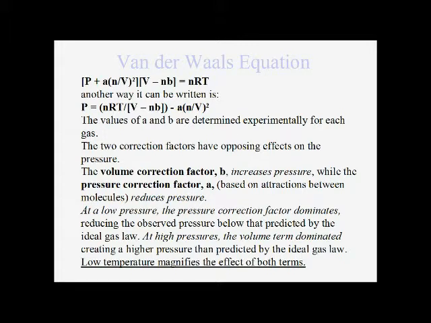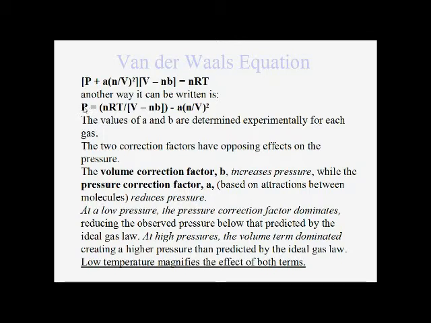So we have two ways that we write this equation. The first one up here is keeping the ideal gas law equation. So we've got pressure times volume equals nRT. The pressure comes with a corrective term now: pressure plus a times the square of moles over volume. And then volume has its corrective factor now. So it ends up being volume minus moles times b.